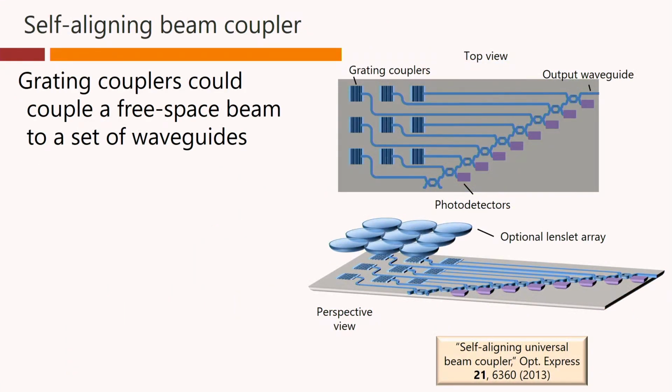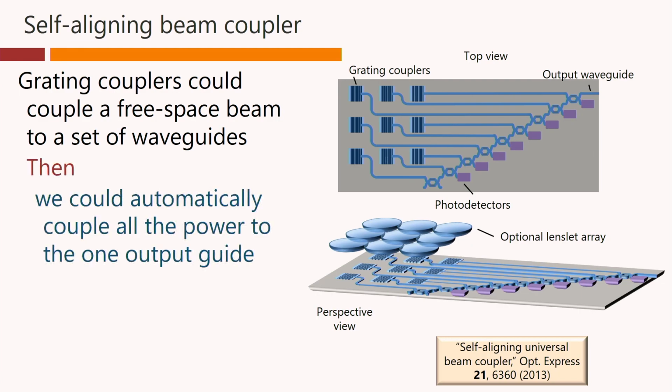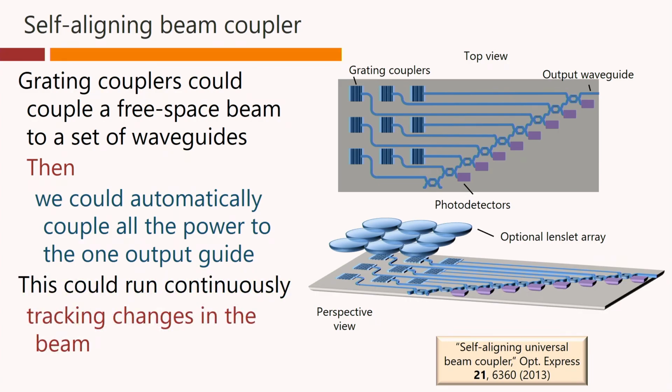So we could, for example, have grating couplers that couple some free space beam shining onto the top of this chip on the right here to a set of waveguides. Then, using our algorithm, we could automatically couple all the power from those grating couplers to the one output guide on the top right. This could run continuously, tracking changes in the beam and still putting all the power in the output.